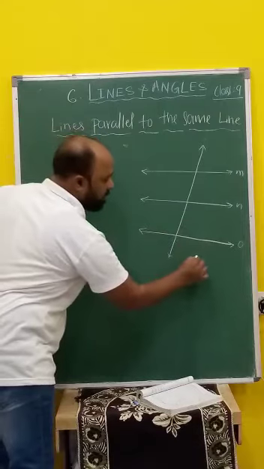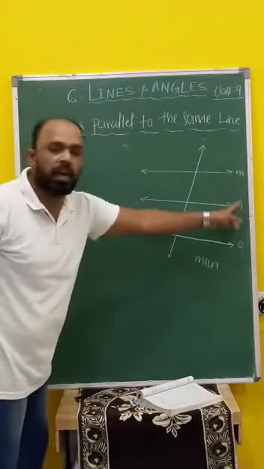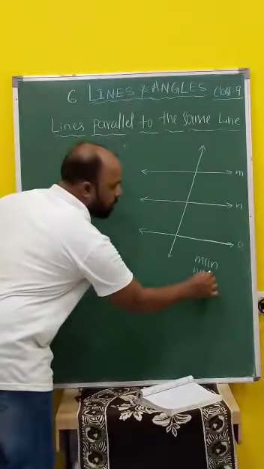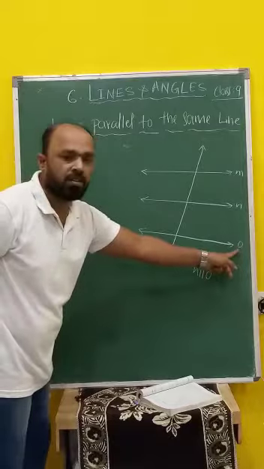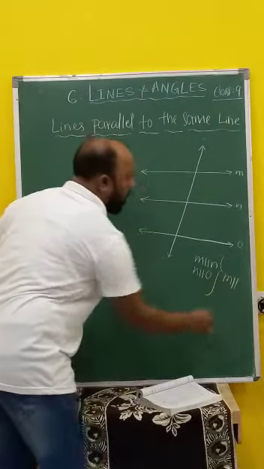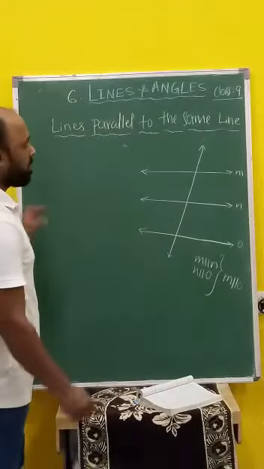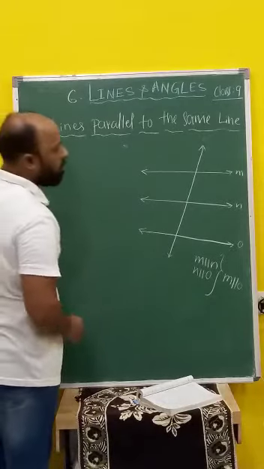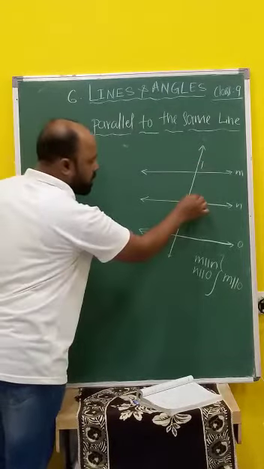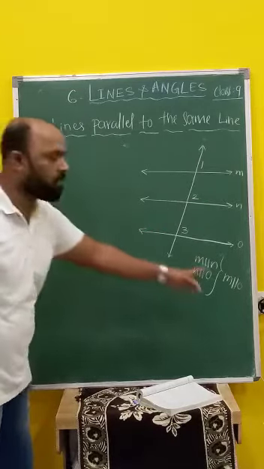First, M is parallel to N. These two lines are parallel. Then N is parallel to O. From these two, M is also parallel to O. Yes, this is obviously possible. Suppose I assume one angle here 1, here 2 and here 3. Clear, children? Using this we will prove it.